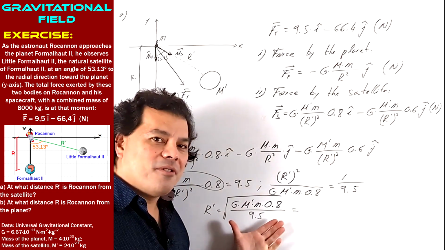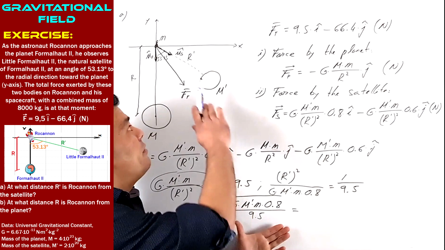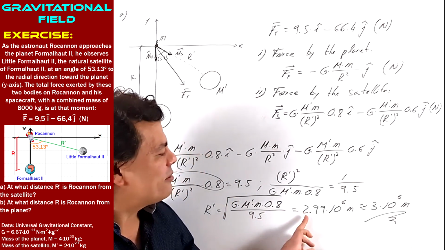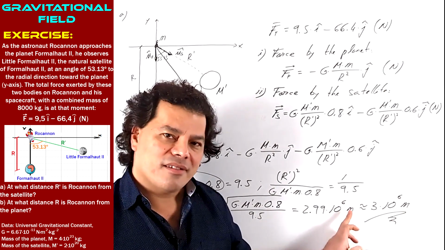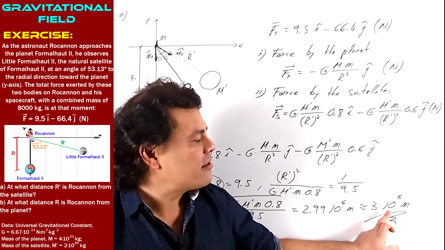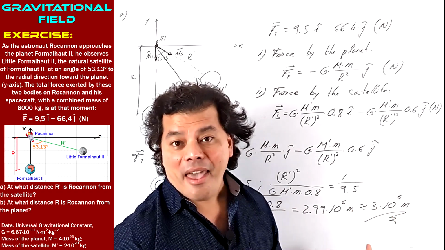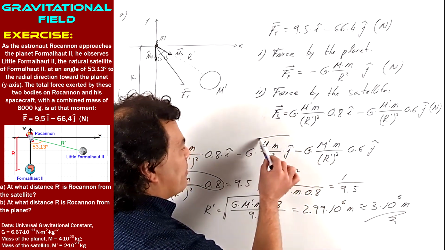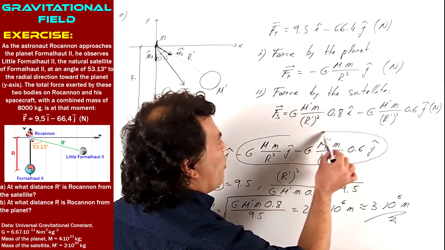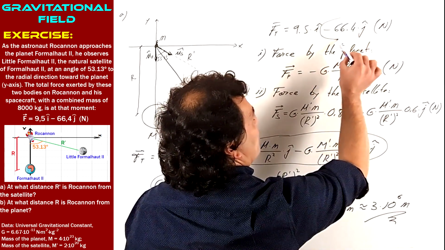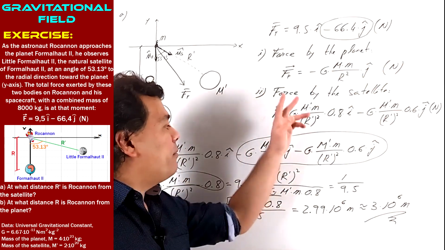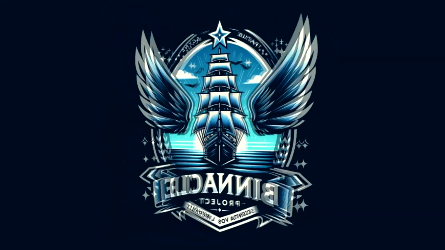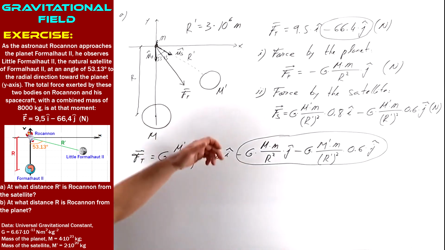Now it's time to use your calculator and we will have the distance to the satellite. If you did it correctly, hope you obtained 2.99 times 10 to the 6 meters, approximately 3 times 10 to the 6 meters. And we are also doing the same with the vertical coordinate, that is, we are equating these terms with negative 66.4 j, and we will obtain the distance to the planet. Let's do it.